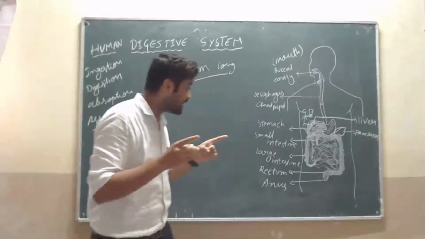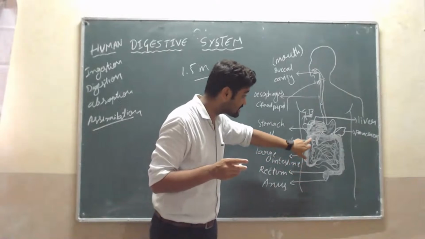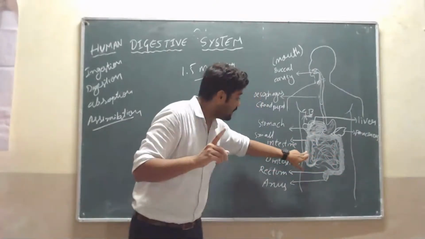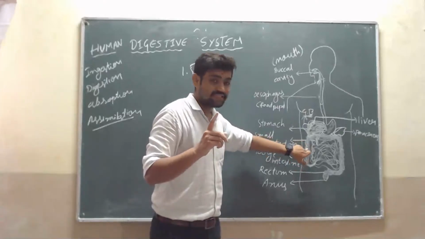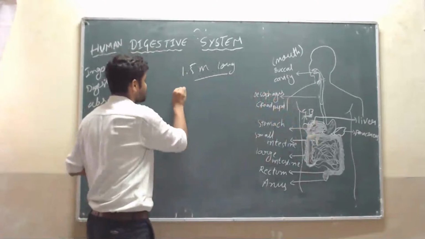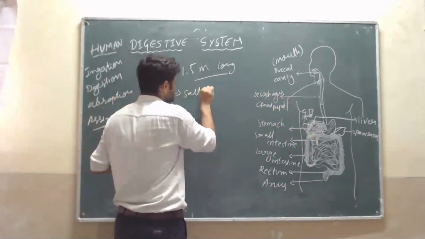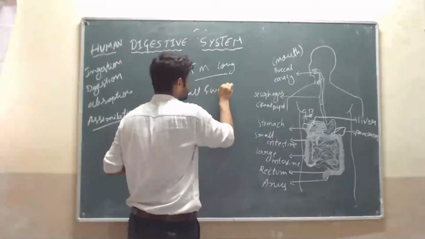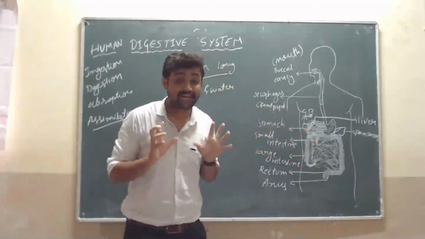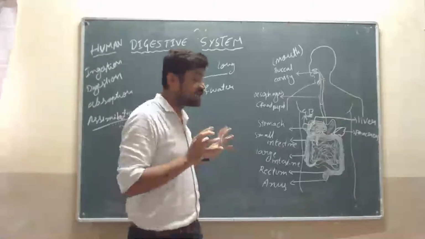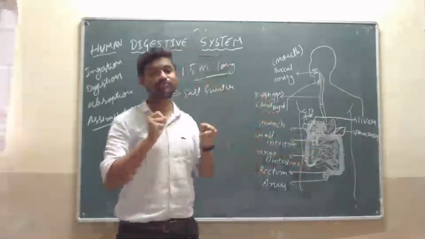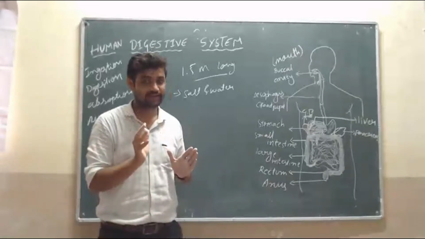Understood? Here the undigested food is formed in the large intestine. Then this large intestine absorbs the salt and water. Our body needs water and salt, otherwise there are chances of dehydration. That's why this large intestine will absorb salt and water.